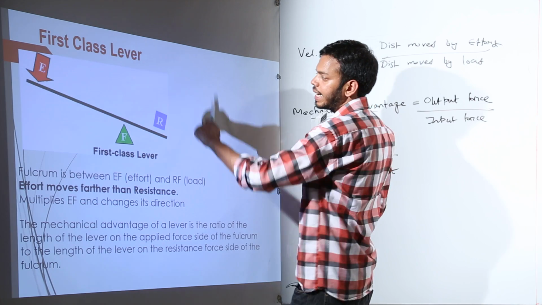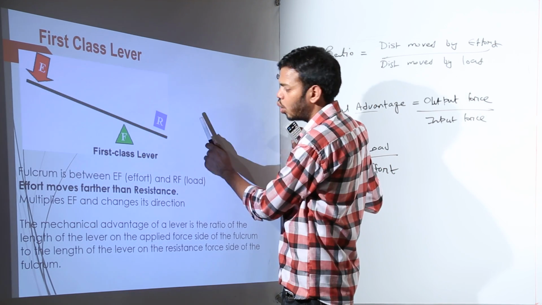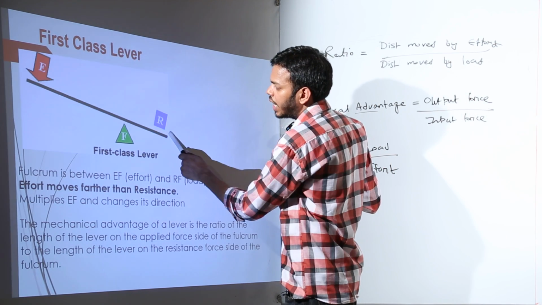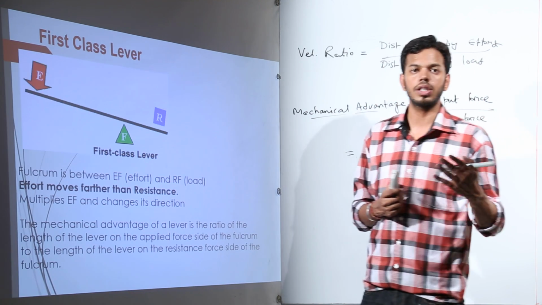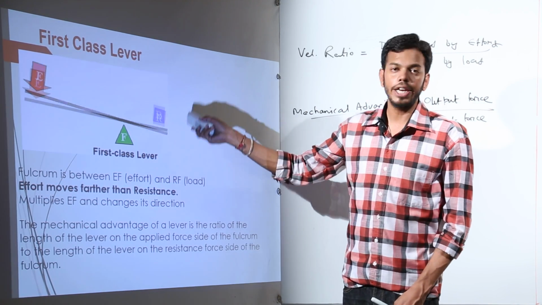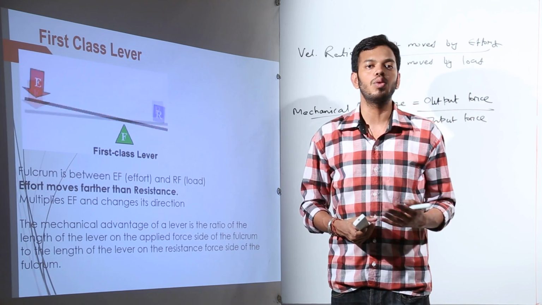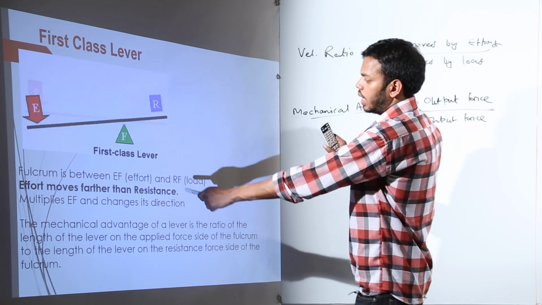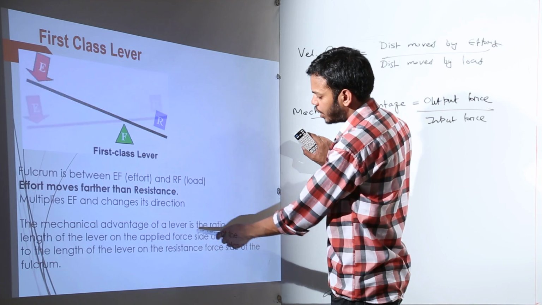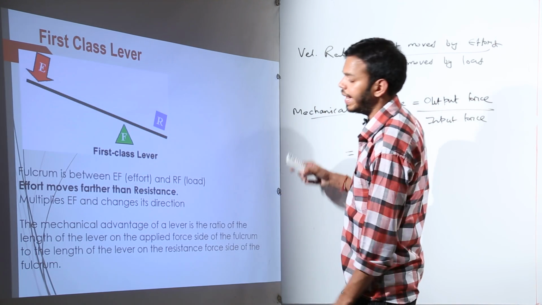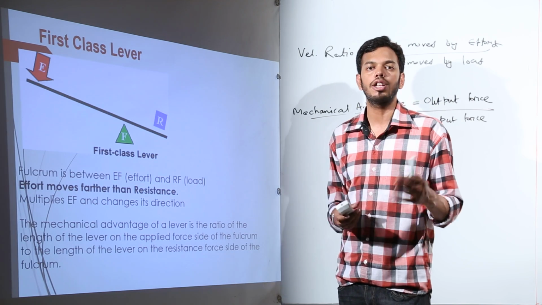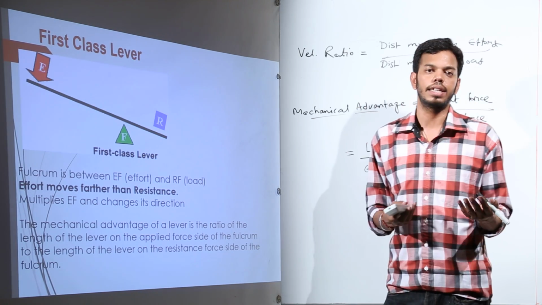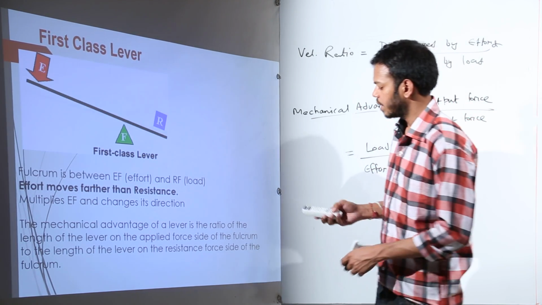So what are the technical terms here? Effort, load, fulcrum, this is load arm and that is effort arm. So according to law of moments, load into load arm will be equal to effort into effort arm. Now here the mechanical advantage of this lever is the ratio of length of the lever on the applied force side to the length of the other side, basically on the load side.